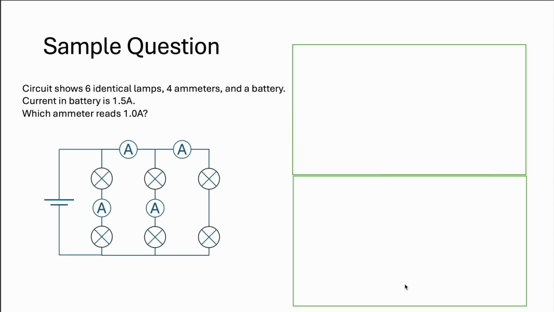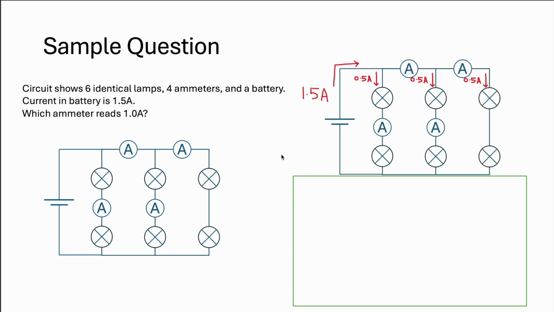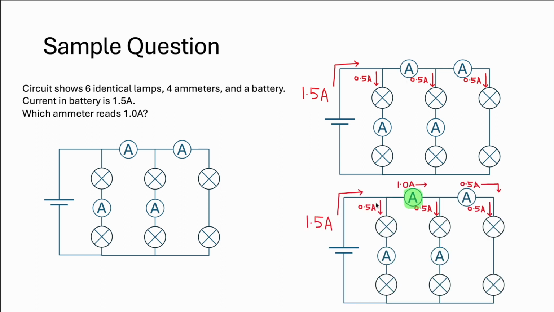Diagram shows 6 identical lamps, 4 emitters and a battery. The current in the battery is 1.5A. Which ammeter reads 1A? So if the outgoing current, like river current for this case, is 1.5A, it is going to be split equally between the 3 branches. Each lamp has their own resistance, like little stones. So you can simplify the diagram into this. So of course 0.5 is going to be at each branch. The 0.5 exits the first branch, then the remaining 1 ampere goes out. So of course this is the ammeter that reads 1A.